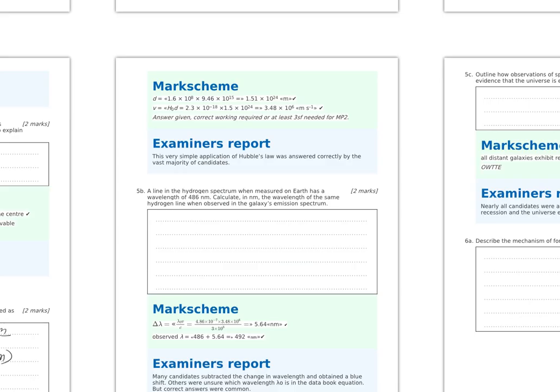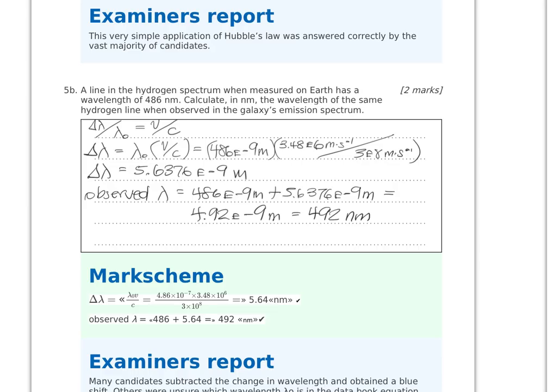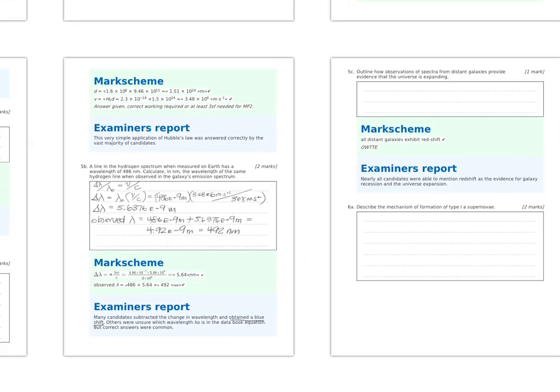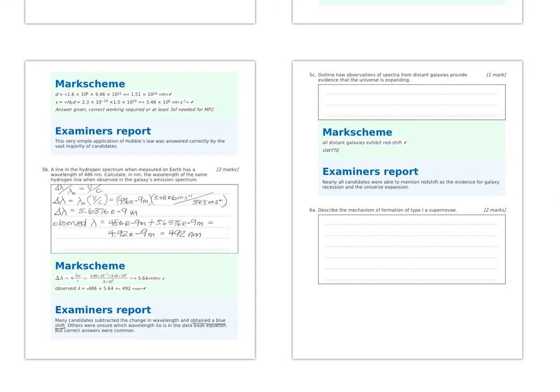5B has to do with a redshift based on the speed of the galaxy. I had to do that twice because I thought the speed of light was 3 million meters per second, not 300 million meters per second. I caught my mistake, and so I have 492 nanometers as the new observed wavelength. The examiners' report says they obtained a blue shift. What the? It's all about the redshift. Anyway, so 5C, moving on.